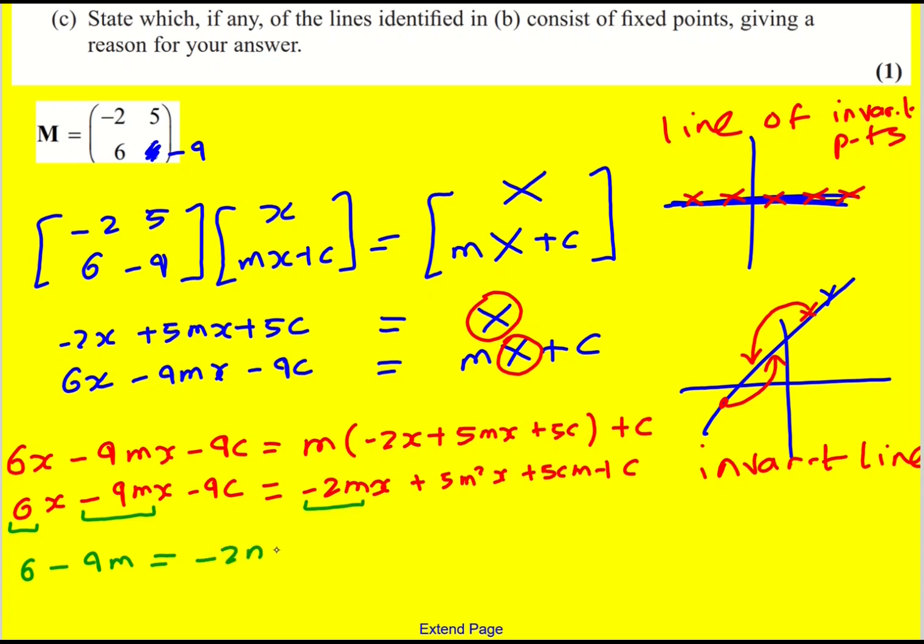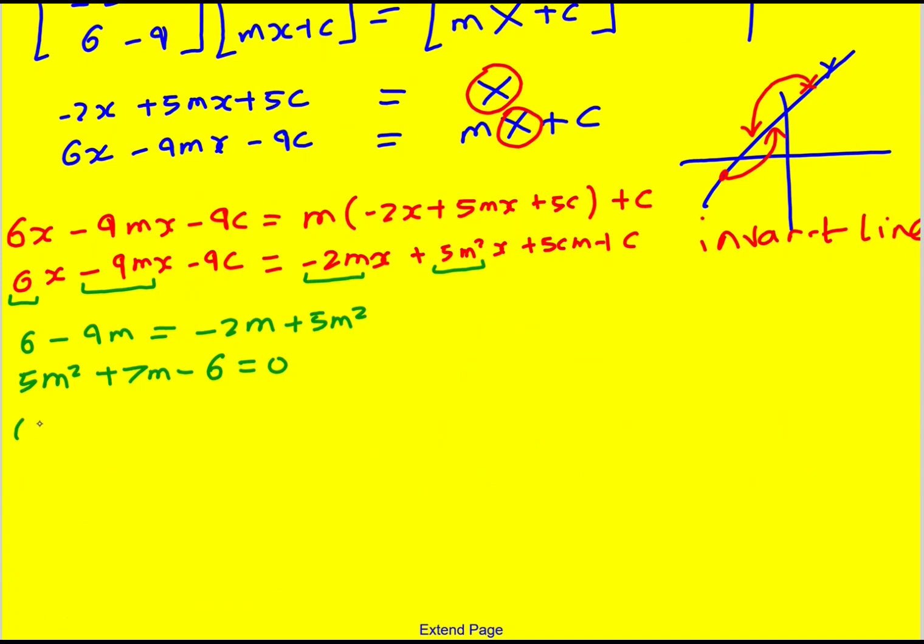We're going to get minus 2m plus 5m squared, and oh, that's it. Okay, let me deal with this actually. I've got 5m squared plus 7m minus 6 equals 0. Just got an equation in terms of m. And this actually does factorize: 5m minus 3 times m plus 2 is equal to 0. Oh, hold on, sorry, m plus 2. Then we get 10m minus 3m, sorted. So m is either going to equal 3 over 5 or minus 2.